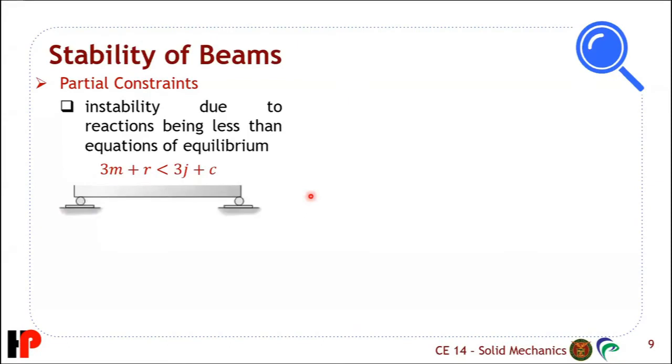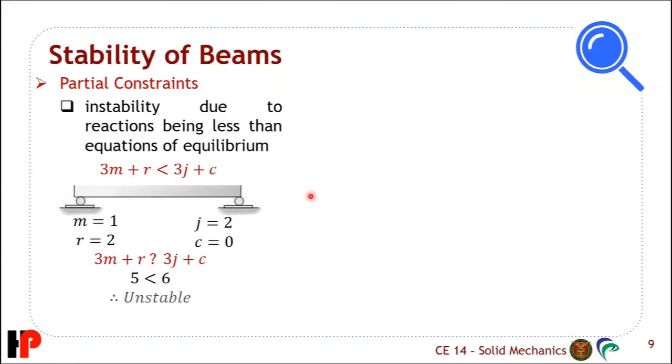So this one can be illustrated by a simple beam. You have your roller. So M is equal to 1, R is 2, J is 2, and C is 0. So what happens is that 5 is less than 6. So therefore, this is unstable. So partial constraints happens if you have less number of unknowns than your equilibrium equations. So yun yung first one.